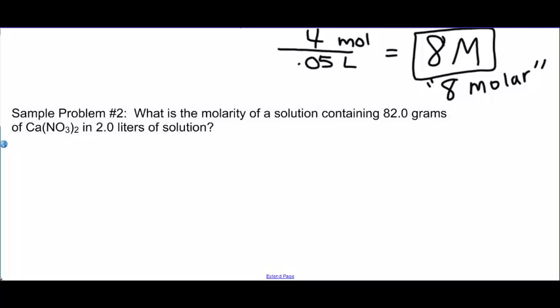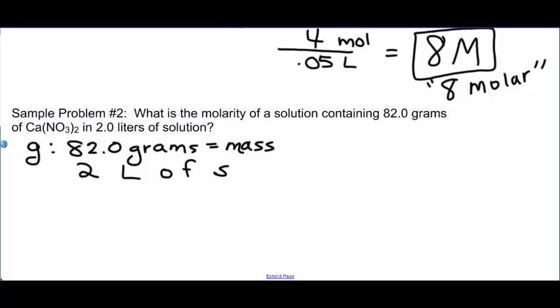What is the molarity of a solution containing 82 grams of calcium nitrate in 2 liters of solution? So again, when you see a number, stop, write it down. We are given, this time, 82 grams. Grams is not moles. Grams is mass. And we're also given 2 liters of solution. What are they asking us for? They're asking us for molarity, capital M. So we go to the reference tables and write down the equation that we need.